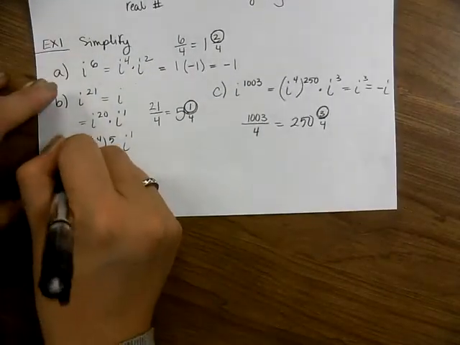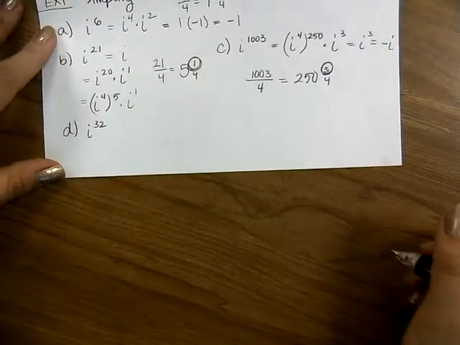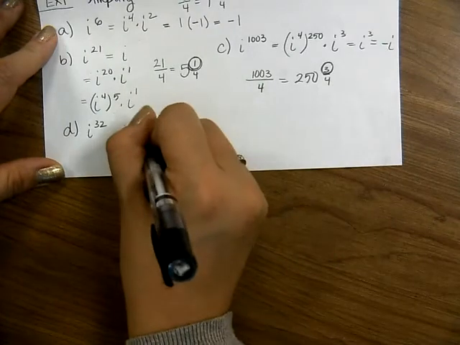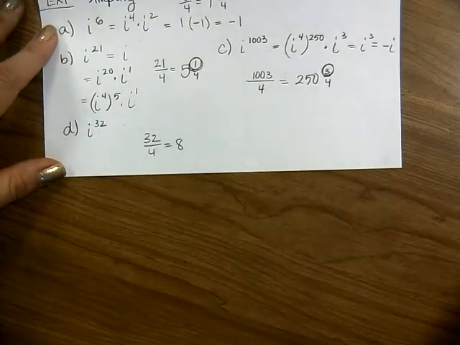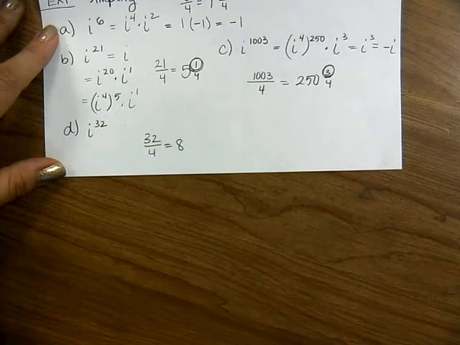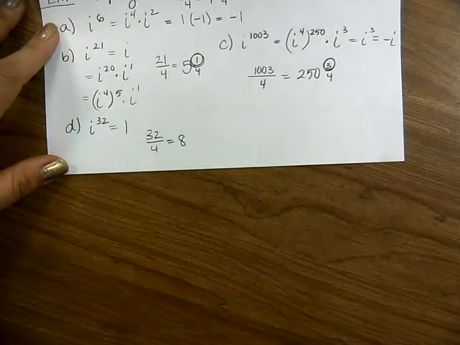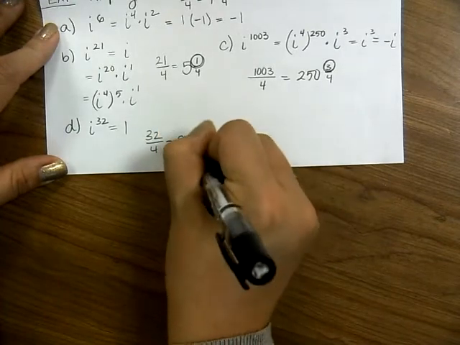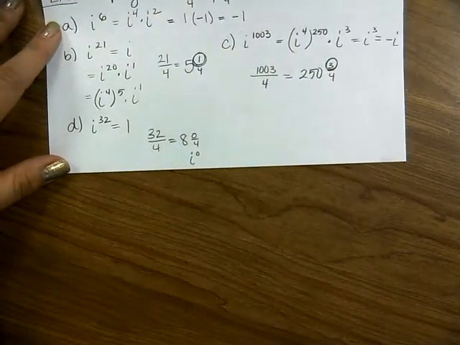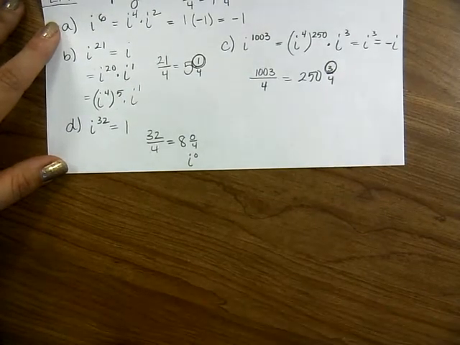So if I give you a problem like i to the 32, what do you have to do? Take 32, divide it by 4, you get 8. Is there a remainder? So what does that mean? It means it's 1. So this is like i to the 4th times itself 8 times. Or, because there's no remainder, it's like i to the 0. Well, what's anything to the 0 power? 1. Okay, so you can think about it either way there.